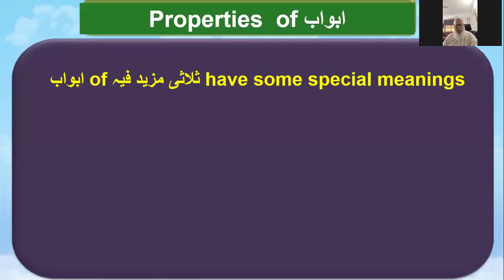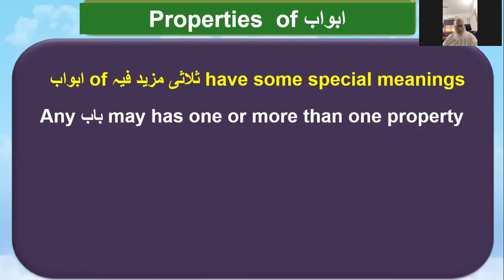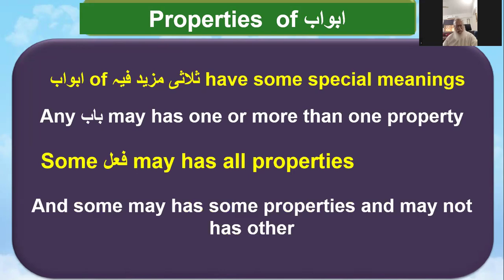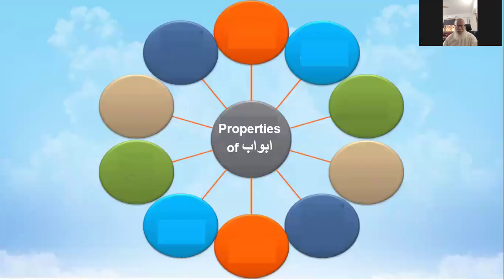The verbs of thulathi mazid fihi have some special meanings or characteristics. Any verb may have one or more than one property or characteristic. Some verbs may even have all the properties, and some may have some properties and not the others. That depends on the verb. So what are the different properties or characteristics which a thulathi mazid verb can have?